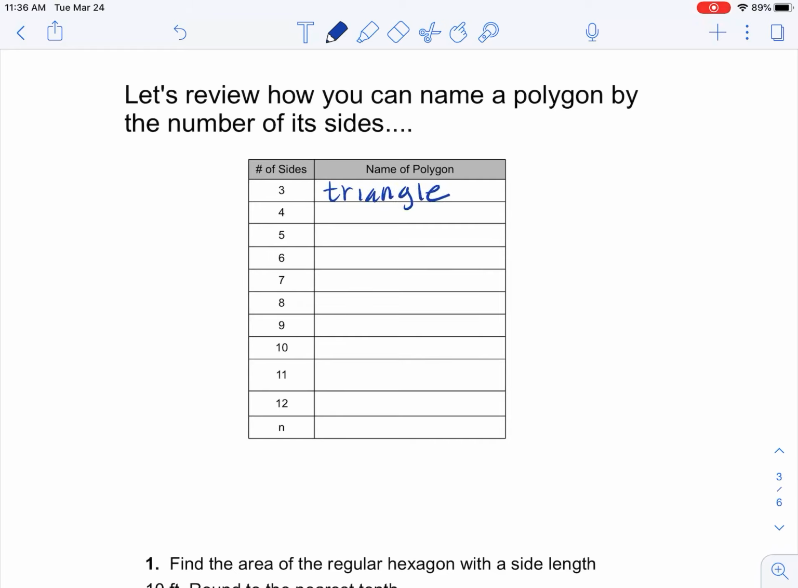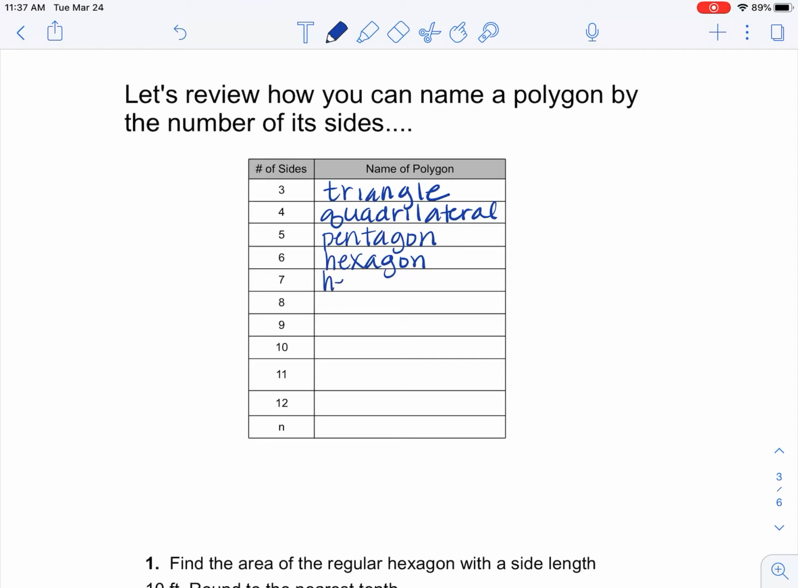Okay, so you should have gotten that a 3-sided figure is called a triangle. A 4-sided figure, I'm assuming that a few of you put square or rectangle or parallelogram, but even those are being too specific. The word for 4 is quad, so this is quadrilateral. 5 sides, pentagon. 6 sides, we already talked about today, hexagon.